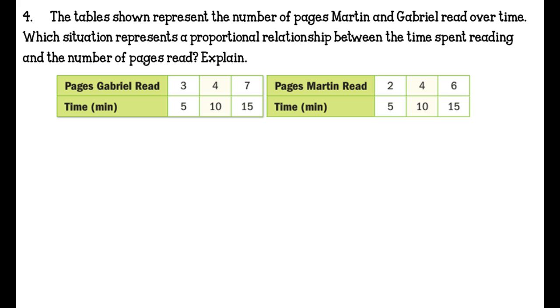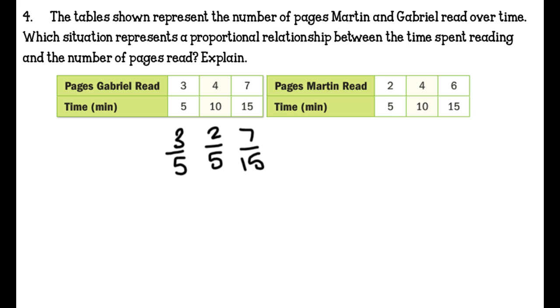Okay, the tables shown represent the number of pages Martin and Gabriel read over time. Which situation represents a proportional relationship between the time spent reading and the number of pages read? Explain. So the first thing you're going to do is take the number read divided by time. So 3 divided by 5 is 3/5. 4 divided by 10 is 4/10, which reduces to 2/5. And 7 divided by 15 is just 7/15.